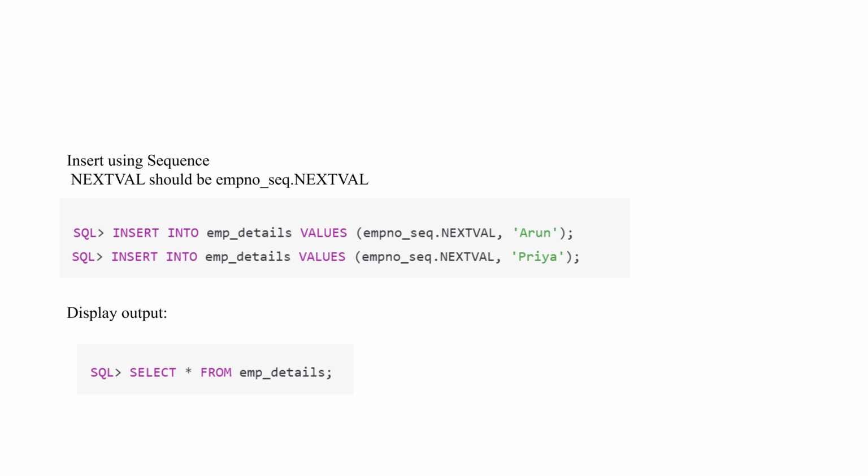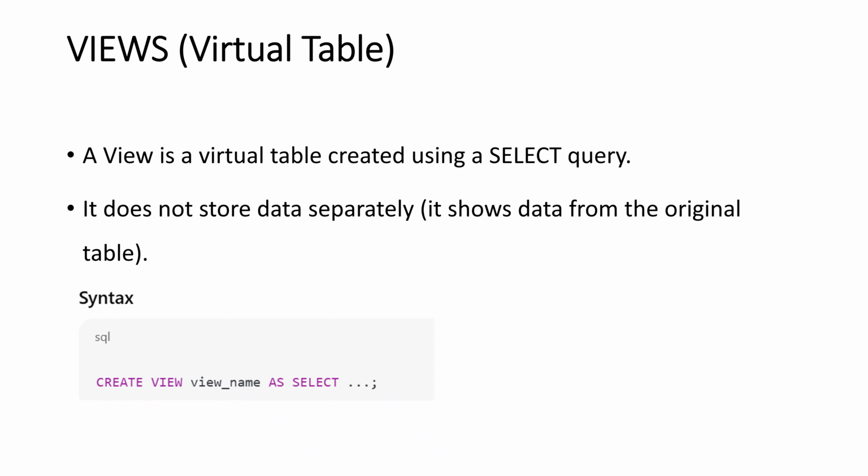Views. A view is a virtual table. It is created using a select query. A view does not store data separately. It only displays data from the original table. Views are useful when we want to show only selected columns or selected rows from a table. For example, if we do not want to show all employee details, we can create a view with only employee name and ID.